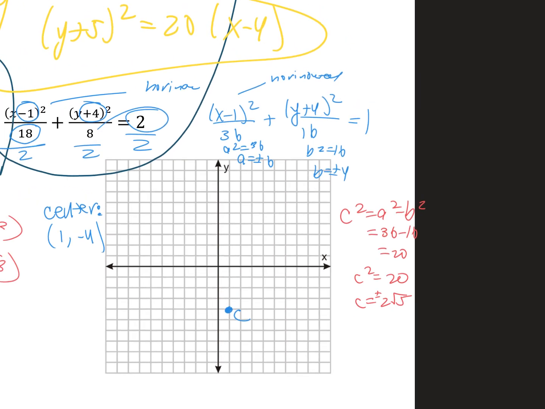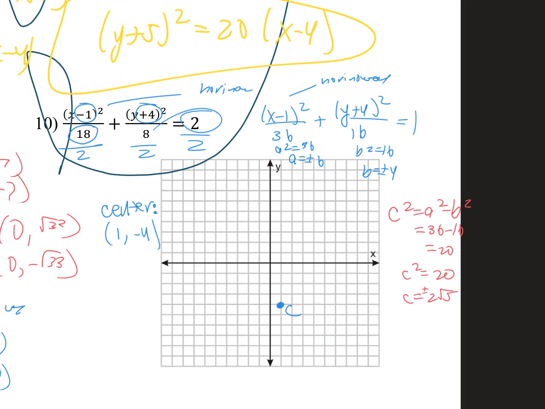So now I look at this and I say, okay, here's my center. How did I move left and right, up and down? So my vertices are going to be left and right. So I'm going to add and subtract my a value to my x. So I'm going to add and subtract 6. So my vertices are going to be at 7, negative 4 and negative 5, negative 4. So 7, 1, 2, 3, 4, right here. And then 1, 2, 3, 4, 5, 1, 2, 3, 4. There are my vertices.